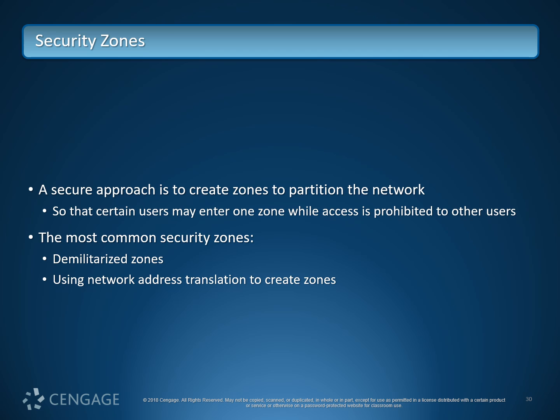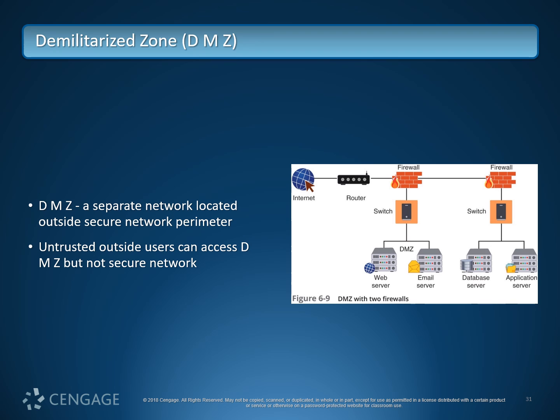The most common zones would be either using demilitarized zones, which are basically gaps between firewalls, or network address translation to create software-based IP zones. The DMZ, or demilitarized zone, is a separate network located outside the secure network perimeter. Basically, the inner firewall of the DMZ creates the secure network perimeter, and that is going to allow separation between an external source and an internal source that would require some kind of filtering.